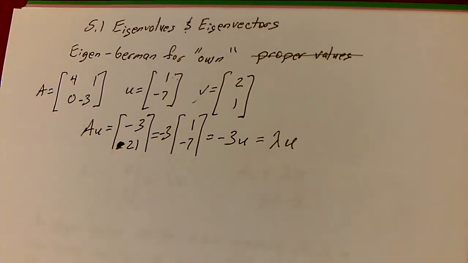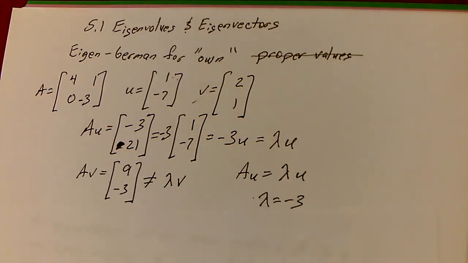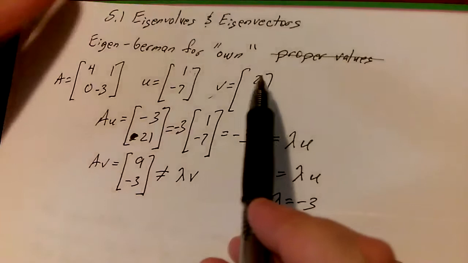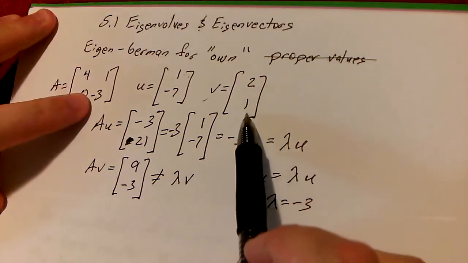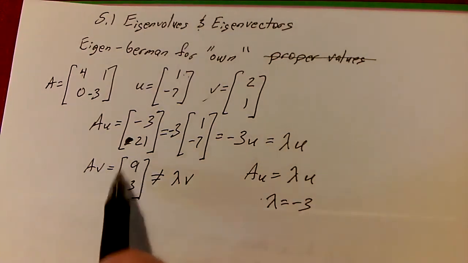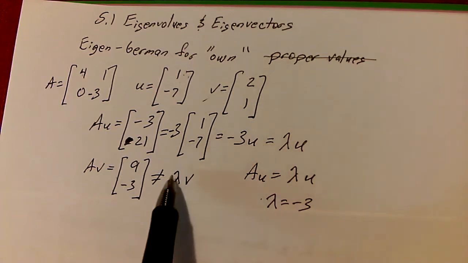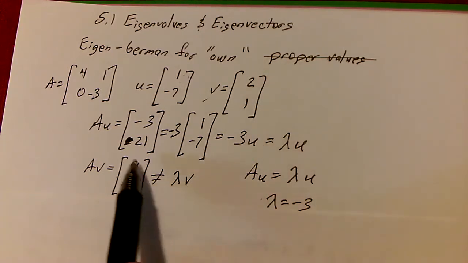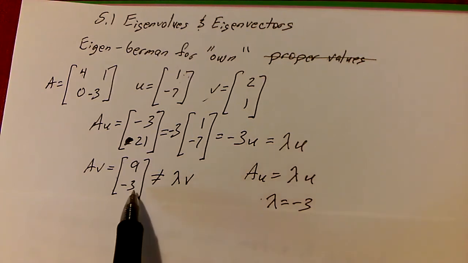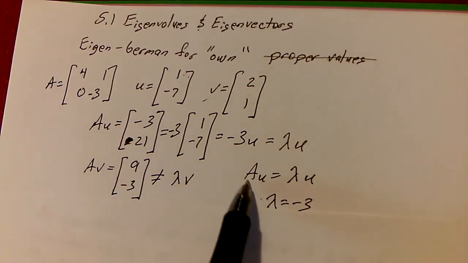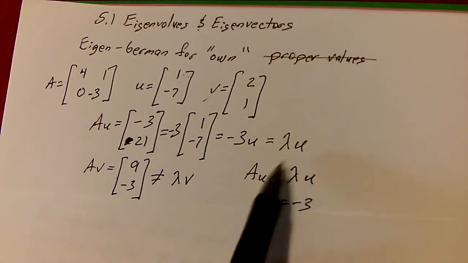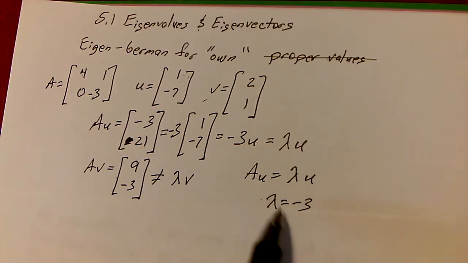But maybe you're thinking, well, maybe that's something to do with this matrix, that this happens for any vector. Okay, let's look at A times V. Again, multiplying across and down. So 2 times 4 is 8, plus 1 is 9, 0 times 2 is 0, minus 3 is negative 3. Notice that 9, negative 3 is not a multiple of V. There's no value here for lambda that I can multiply and get 9, negative 3. So this is going to be an important relationship: when I have a matrix that when I multiply it by a particular vector, I just get a multiple of that vector. In this case, lambda equals negative 3.